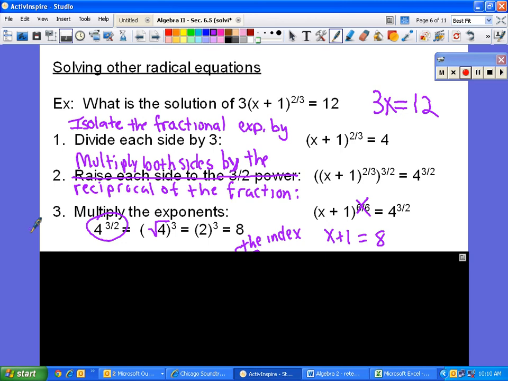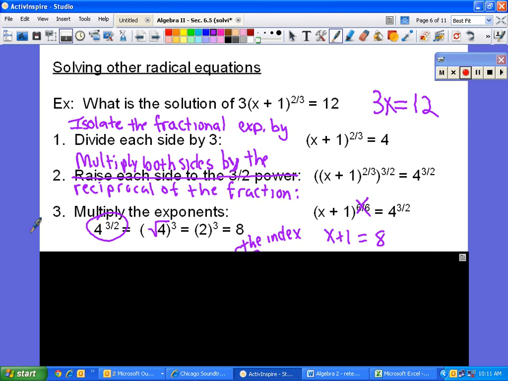Wait, so step 3. I'm just confused because you have 4 and then you changed the 3 over 2. What am I writing down first? The x plus 1? Right, x plus 1 equals 4 to the 3/2 power. Then, x plus 1 equals 8. And this over here is how we went from 4 to the 3/2 power to 8. 4 to the 3/2 power becomes the square root of 4 raised to the 3rd power. Square root of 4 is 2. 2 to the 3rd power is 8.